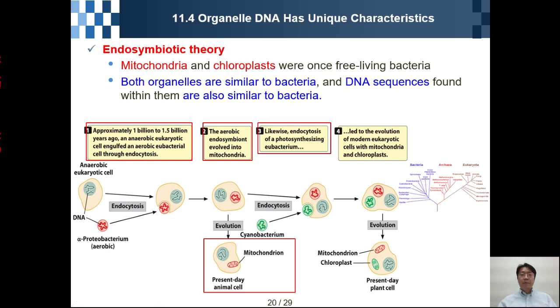Okay, and likewise, this eukaryotic cell also engulfed a photosynthesizing eubacterium. We call it a cyanobacterium. After they engulfed this cyanobacterium by endocytosis, this led to the evolution of a modern eukaryotic cell with mitochondria and chloroplasts. It's like this. Why? Because the DNA sequence found in the chloroplast is nearly similar to the DNA sequence found in bacteria. So this is the most reliable theory nowadays. Okay.